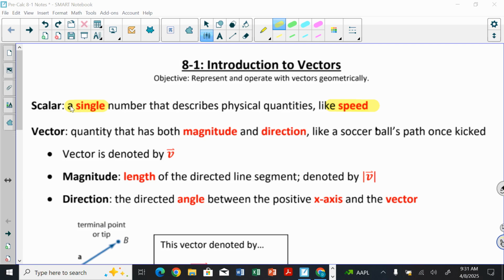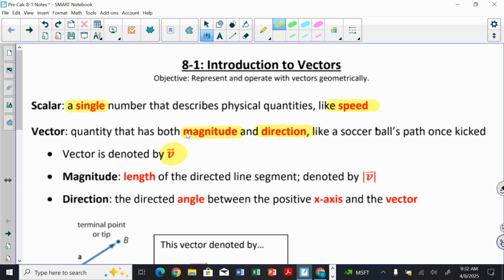A vector, however, is a quantity that has both magnitude and direction. We'll talk about what those are, but in this case, it's like a soccer ball. Once it's kicked, it has a path. It goes at a certain speed. It goes in a certain direction, and so it has more than one thing going for it. And we denote a vector by this symbol right here, the V with a little half arrow on it.